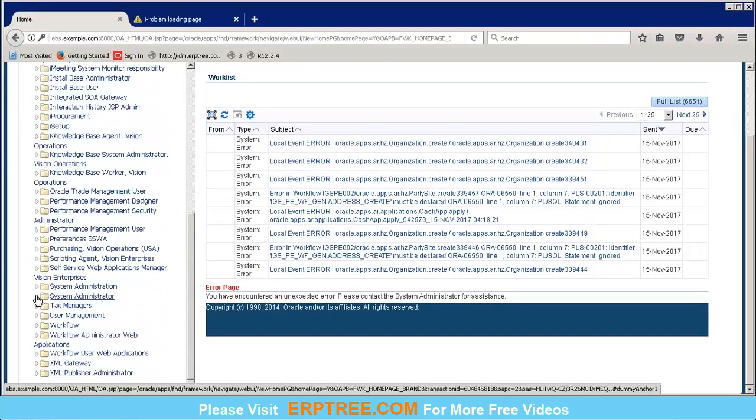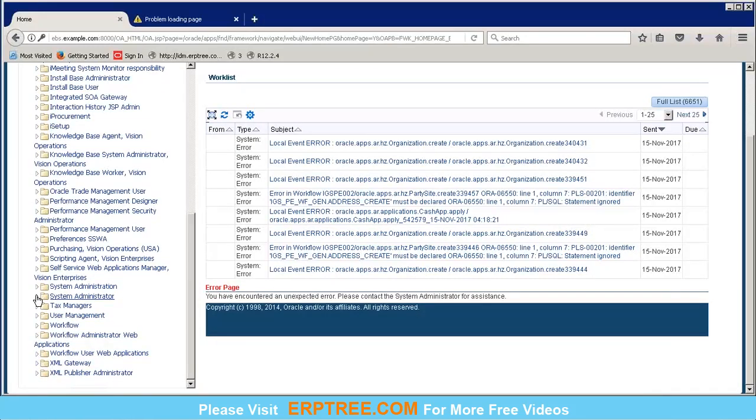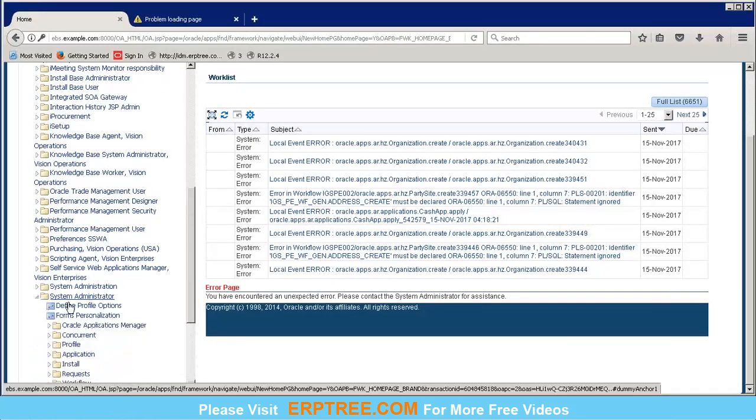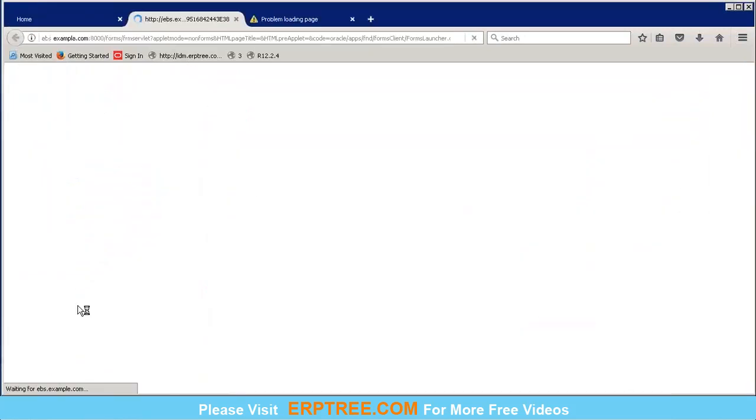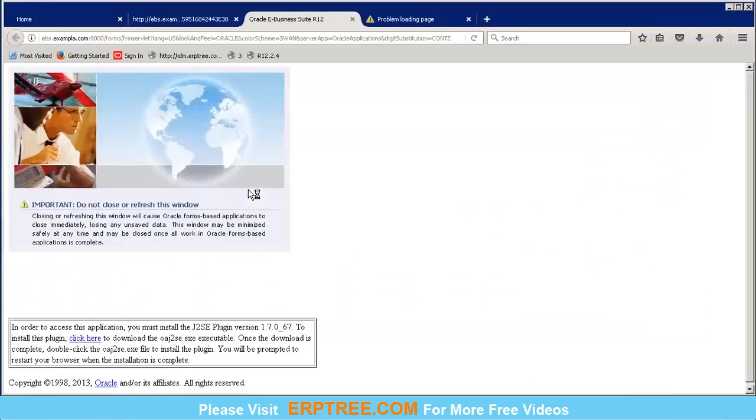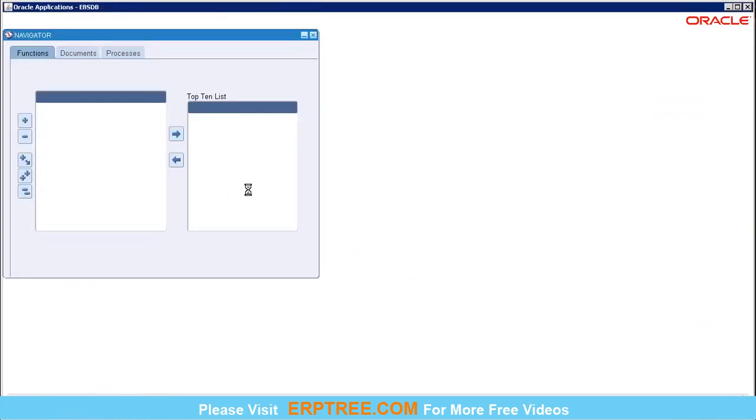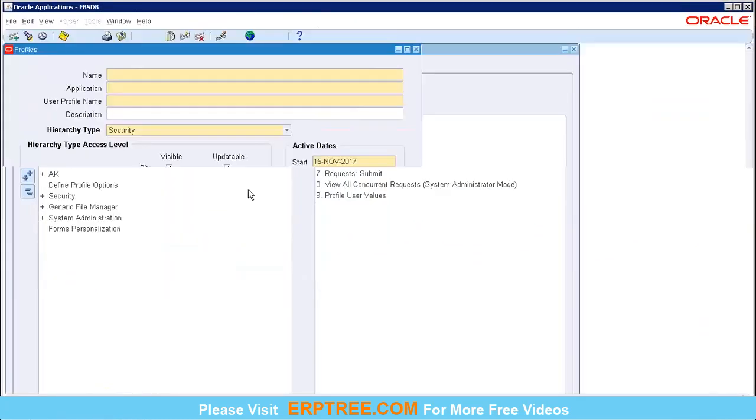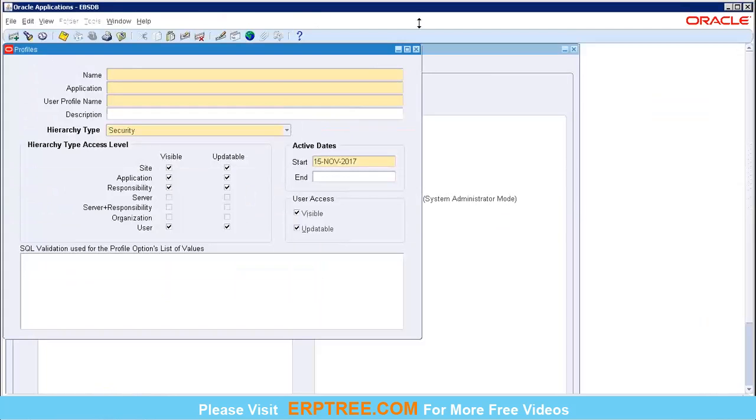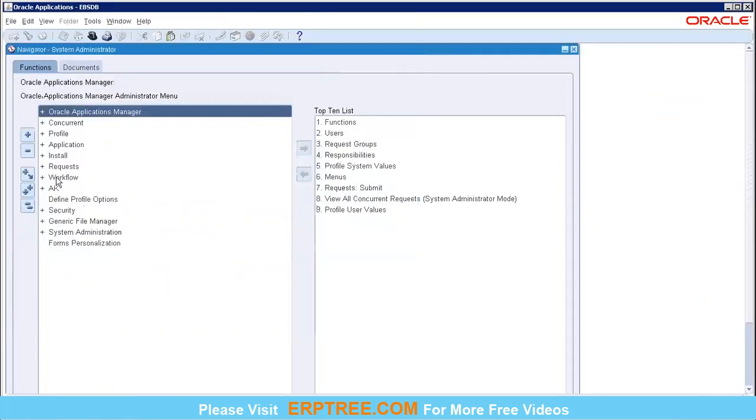You have to go to the System Administrator responsibility. Just expand this and click on any one of the functions. It will open the System Administrator responsibility in the form based environment, where you could see everything in the navigator. Any function you can select. Okay, the first task we completed. We connected as a sysadmin user and we are in the System Administrator responsibility.